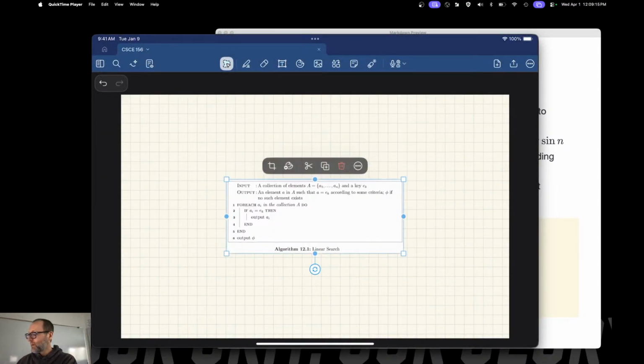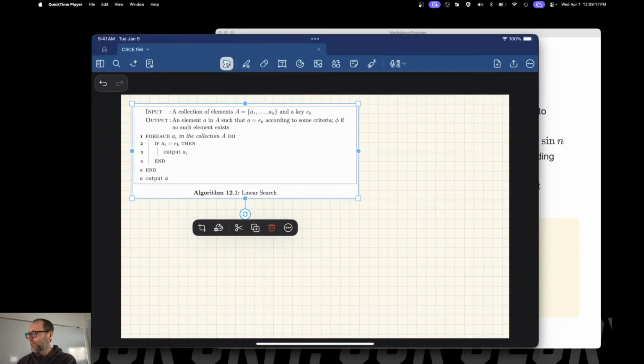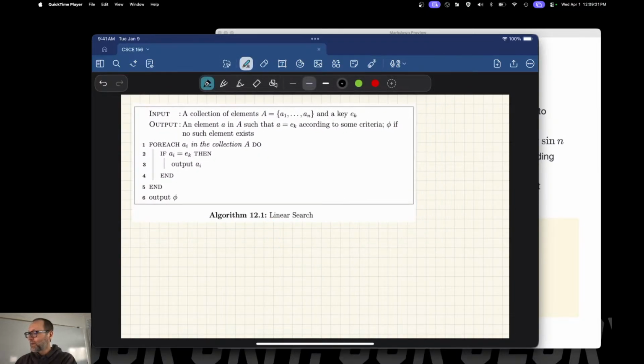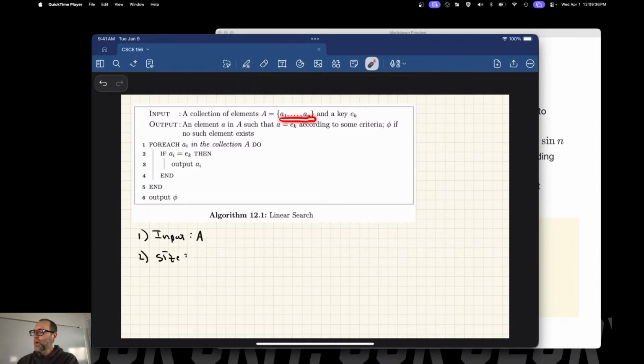Linear search. Let's go back to our linear search here. Give myself some more room. All right, so step one. Step one is to identify the input. And the input in this case is A, right? Two, what is the size of the input? Well, we also wrote good pseudocode here to tell you the size. How many things are in A? N. Three, what is the elementary operation?